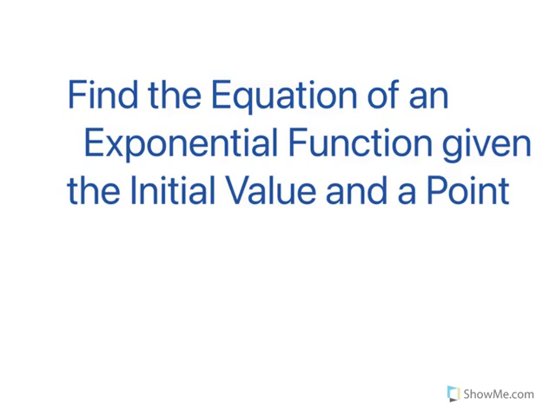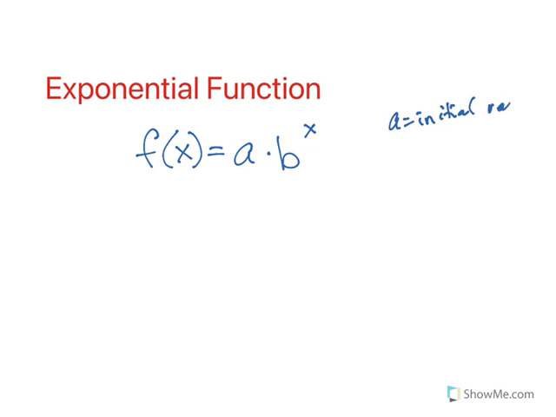Find the equation of an exponential function given the initial value and a point. So let's first recall an exponential function. We know that an exponential function will look something like f of x equals a times b to the x, where a is the initial value. What are we starting with? And b is either the growth or the decay factor.